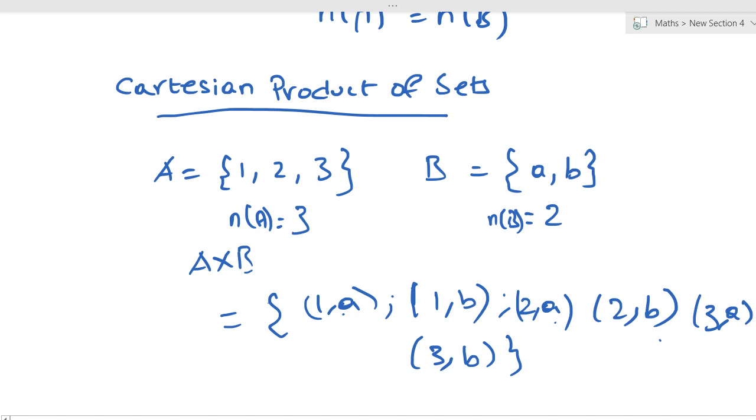In the previous session we discussed sets. Now we'll proceed to discuss functions and relations. So before that we need to understand the Cartesian product of sets.